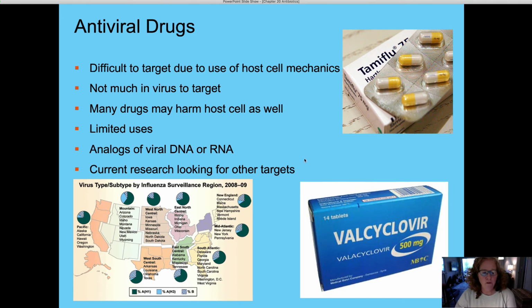Most drugs will be harmful to the host. They do have fairly limited uses, and most antiviral drugs are fairly targeted. Most of them will work as an analog to viral DNA or RNA. Most of the time, viral DNA and RNA, the genetic material found inside of viruses, has a few structures to it that our own DNA does not. Remember, we have pattern recognition receptors that recognize viral RNA and DNA. So we are able to target the genetic material itself. There is a lot of research going on for other targets, but right now the best targets are the actual genetic material.